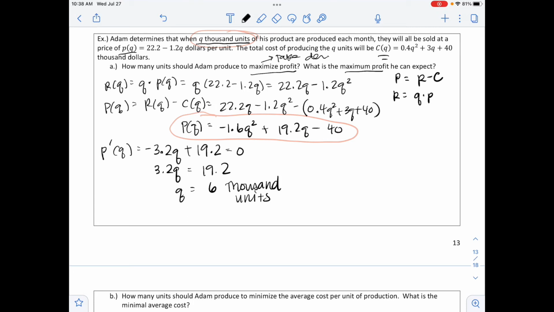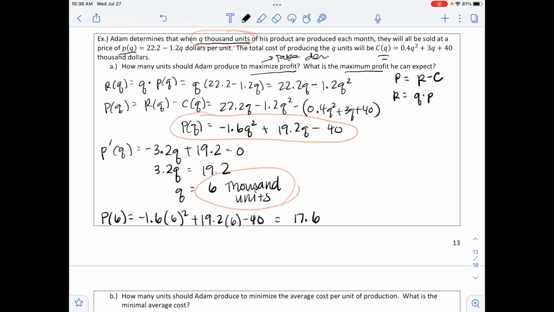And so that would be how many units Adam should produce to maximize his profit: 6,000 units. And then the second part of the question says, what is the maximum profit? In order to find that maximum profit, we need to substitute back in 6,000 units, or just 6, into our profit function, which we have circled up above. So negative 1.6 times 6 squared plus 19.2 times 6 minus 40. And this works out to being 17.6.